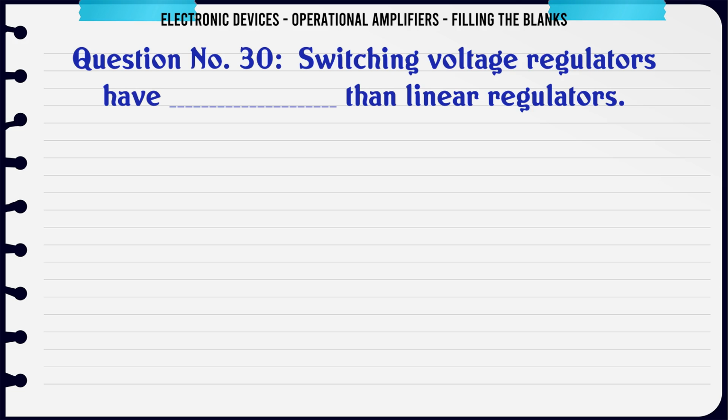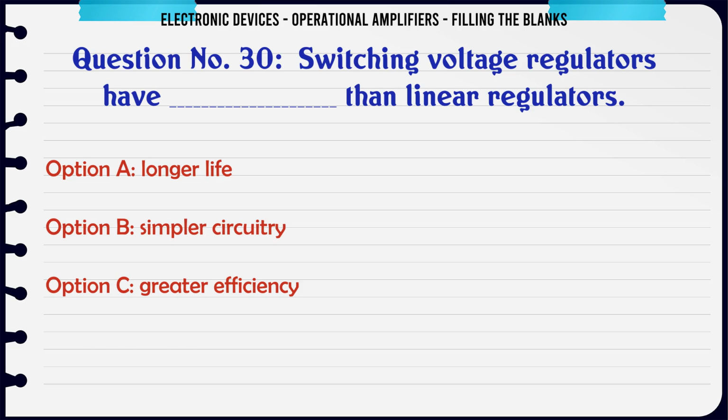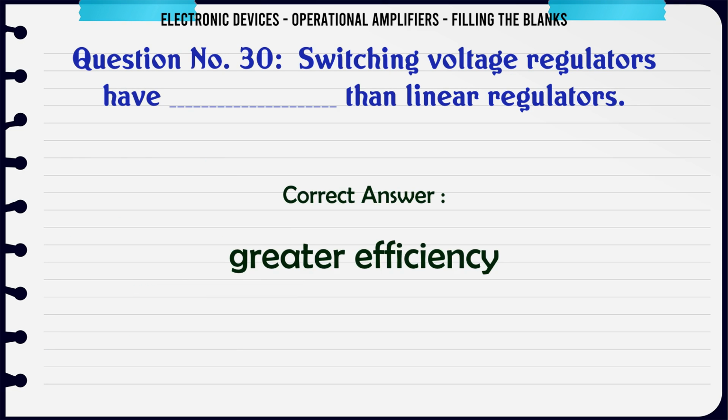Switching voltage regulators have more than linear regulators. A. Longer life. B. Simpler circuitry. C. Greater efficiency. D. Lower cost. The correct answer is greater efficiency.